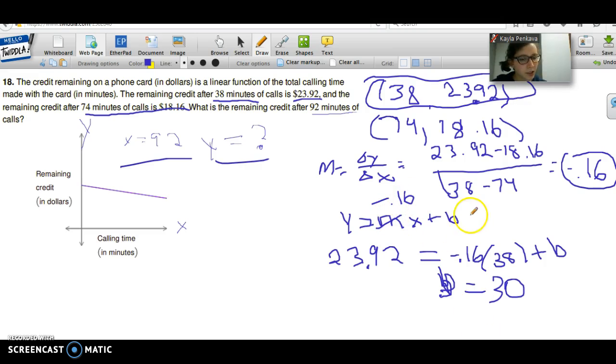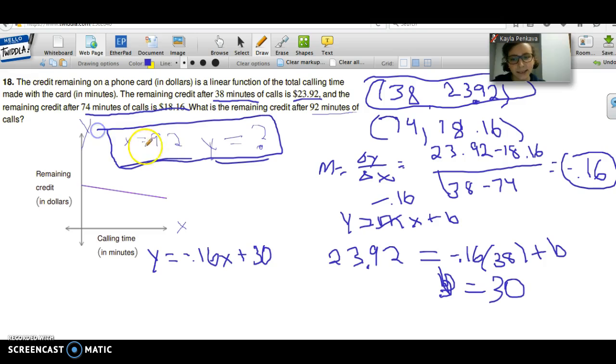So now we have our m and our b, and we can create an equation out of that. So y equals negative 0.16x plus 30. And now that we have an equation in slope-intercept form, we can use that original question that's asking to find our y value. It's asking when x equals 92 minutes, what is y in dollars? So we plug in 92 for x and solve for y.